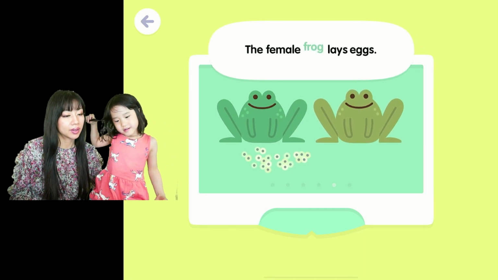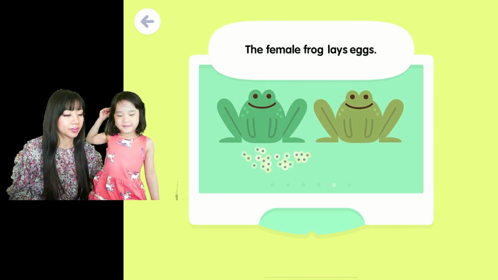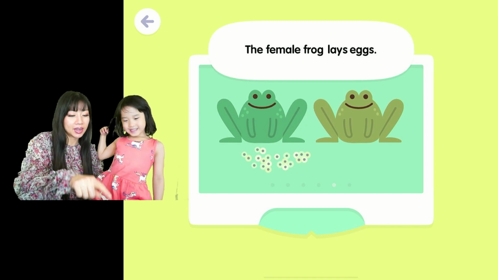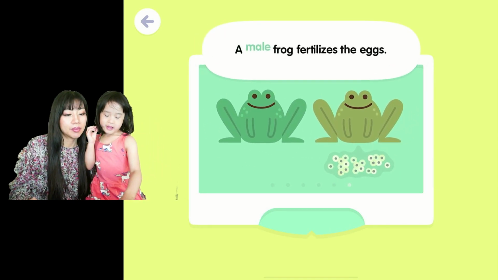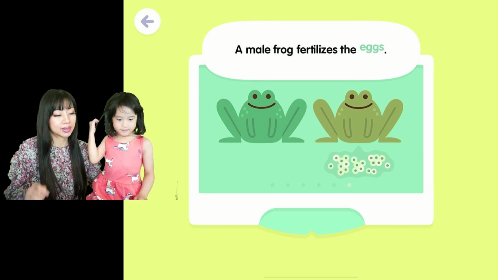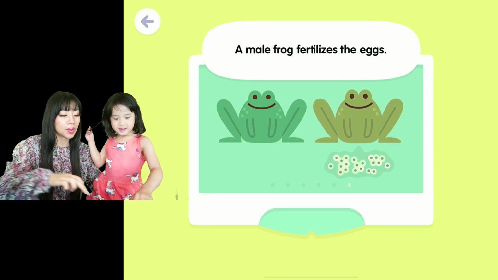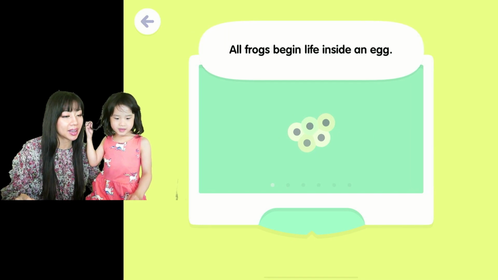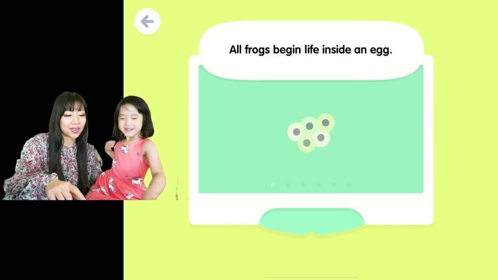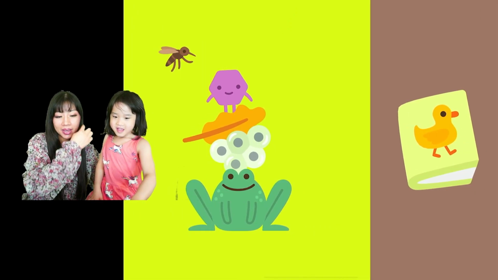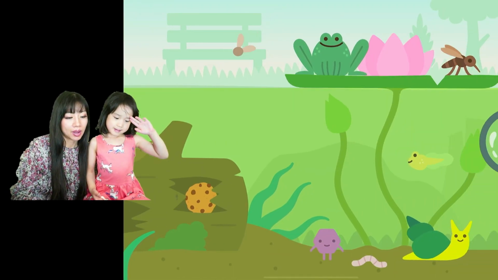The female frog lays eggs. Tadpoles. Yeah, and then they lay eggs again. And then the male frog fertilizes the eggs. Wow, and then you get eggs that begin. All frogs begin life inside an egg. Yeah, frog life. That's amazing. What's there? I don't know.